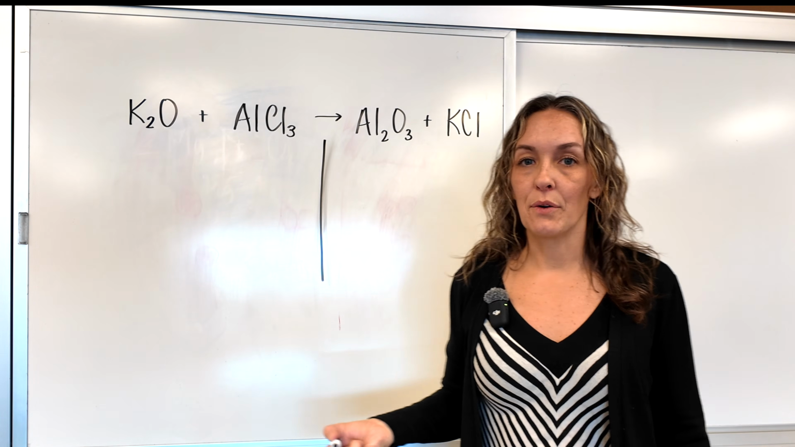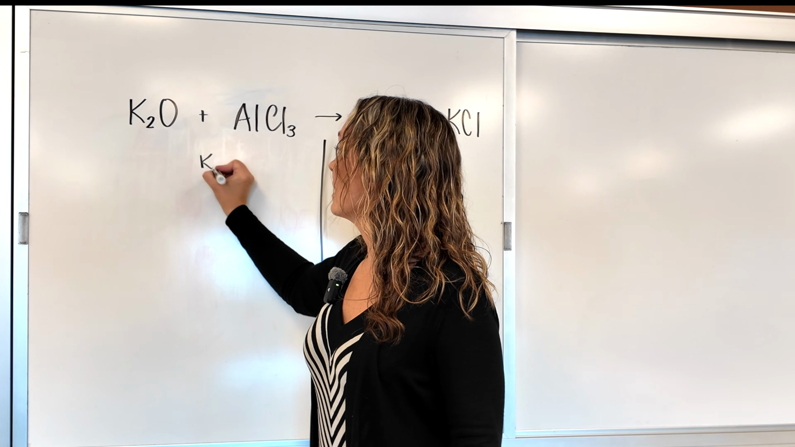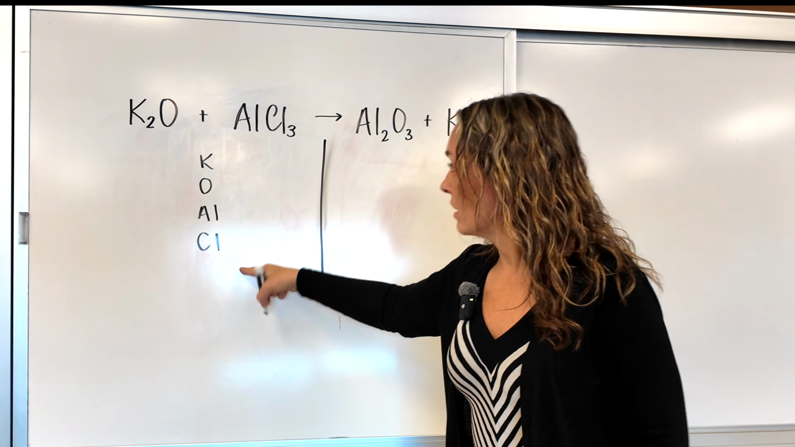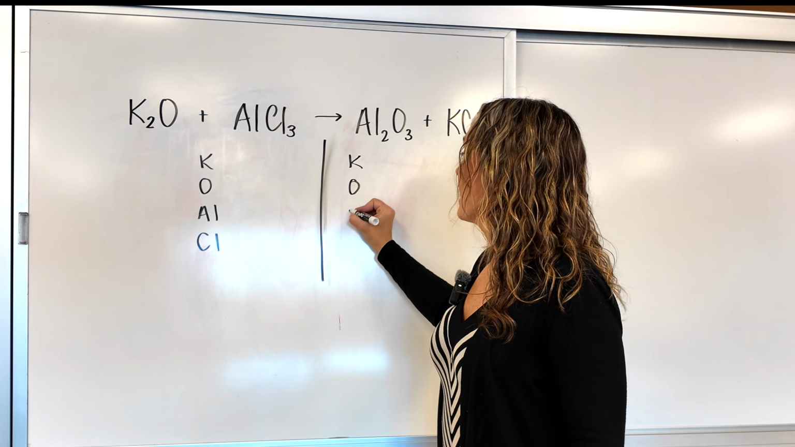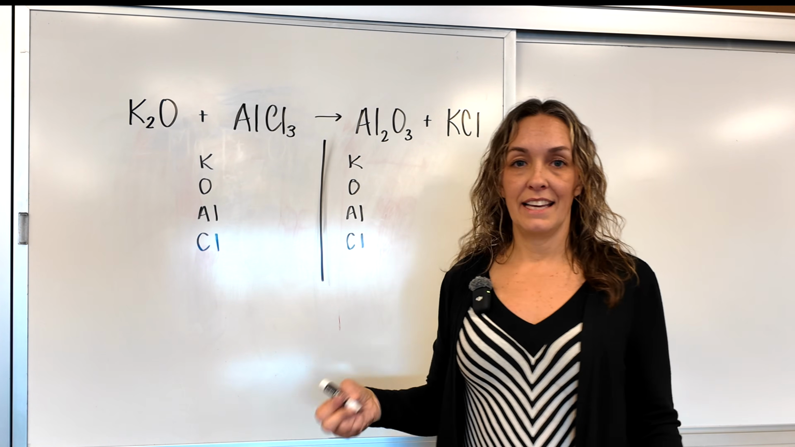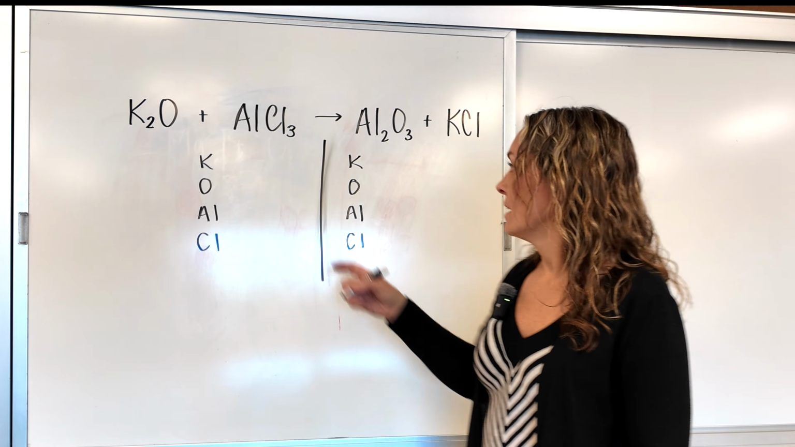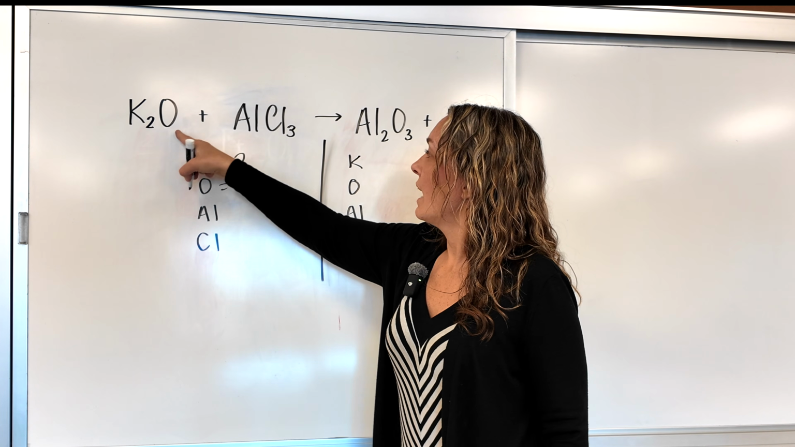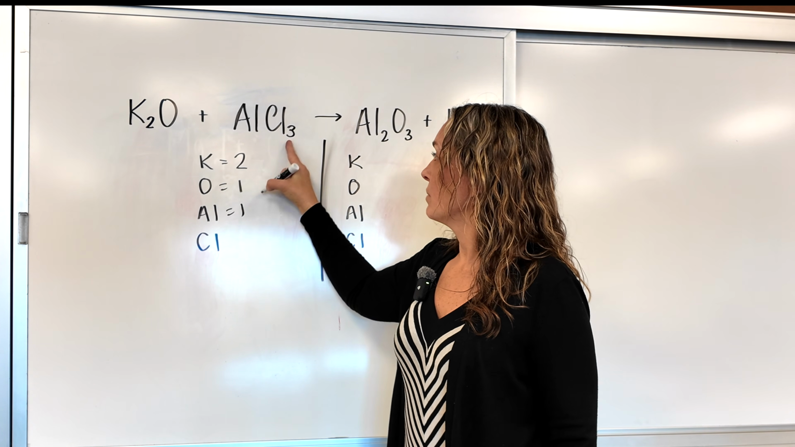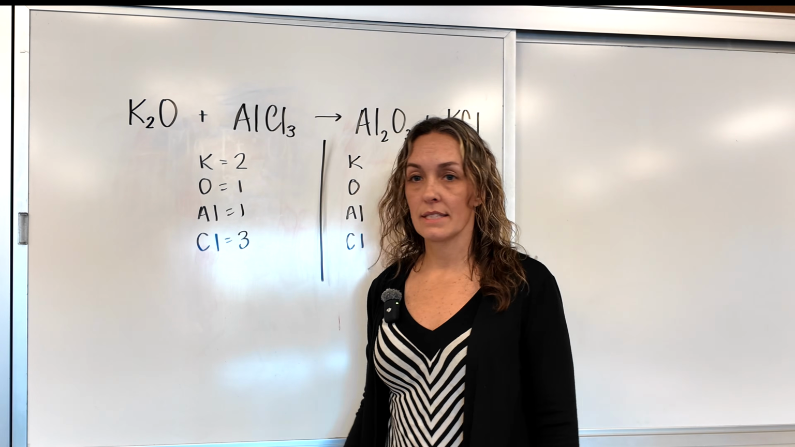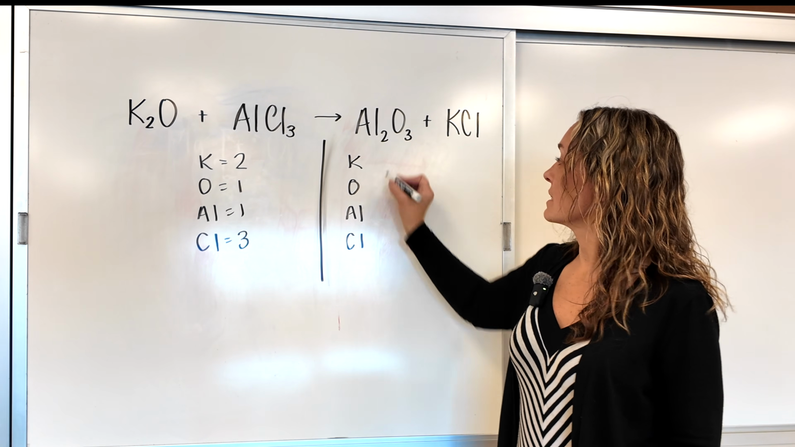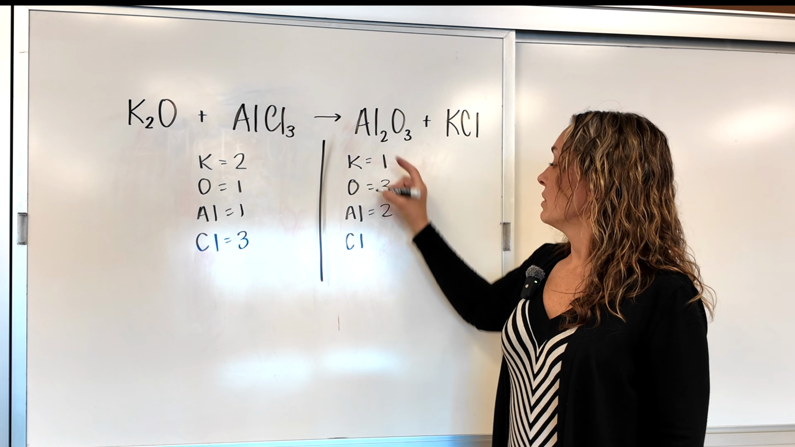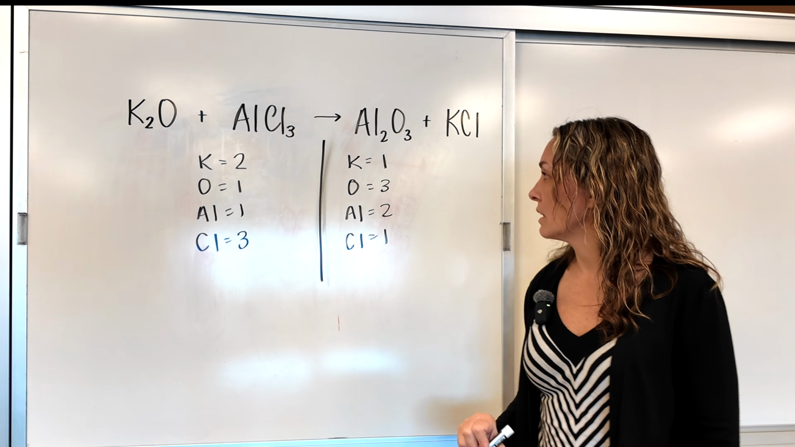What I'm going to do is begin by counting my atoms on the left side of the equation and on the right. I can't create or destroy matter, so I am going to list all of the atoms that go in, and I'm going to copy that list over to the product side because I can't create or destroy or lose any different atoms. All right, I have two Ks, I have one oxygen, I have one aluminum, and I have three chlorines. Over here on the product side, I have one potassium, three oxygens, two aluminums, and one chlorine.